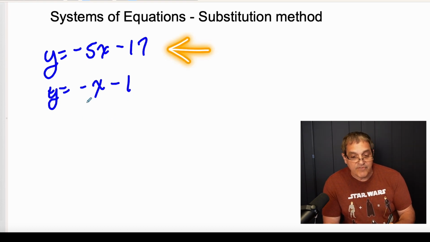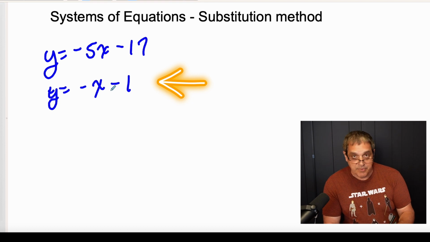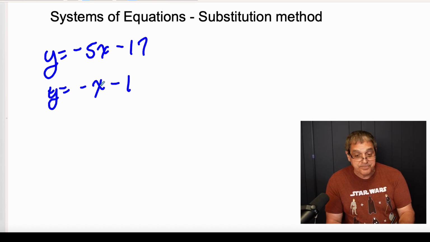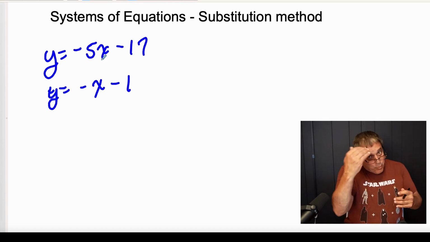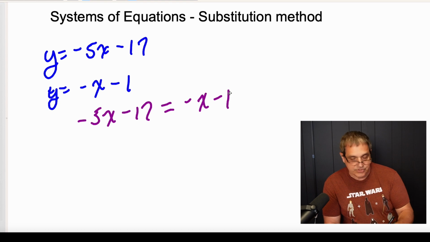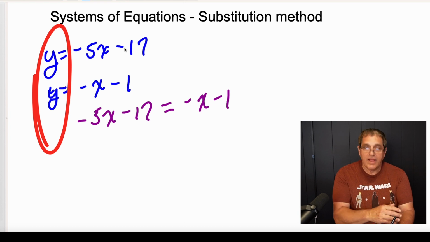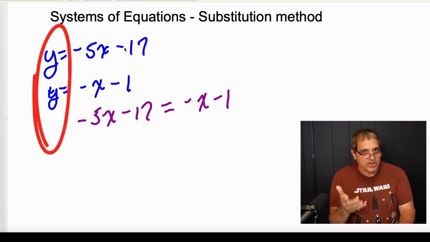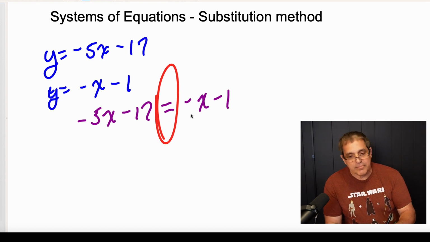I have y equals negative 5x minus 17, and y is equal to negative x minus 1. Well, if y equals minus 5x minus 17 and y equals negative x minus 1, that means these two equations equal each other, right? If I say y equals this and y equals that, they must equal each other. So then you set them up against each other. So minus 5x minus 17 is equal to minus x minus 1. Okay? Because they both equal y, which is the same variable, they must equal each other. So set them up.